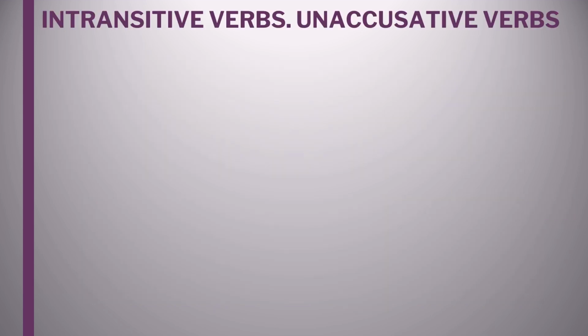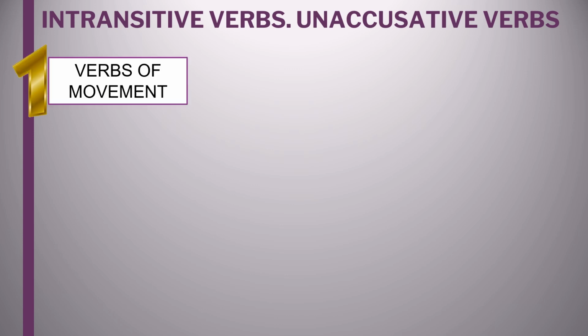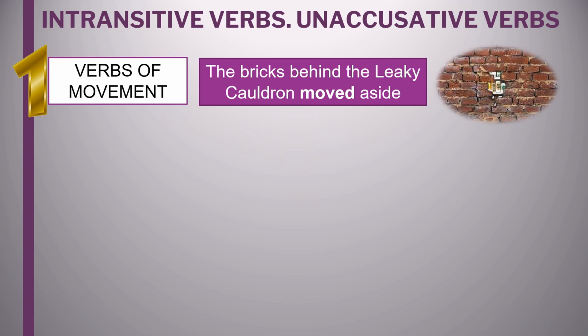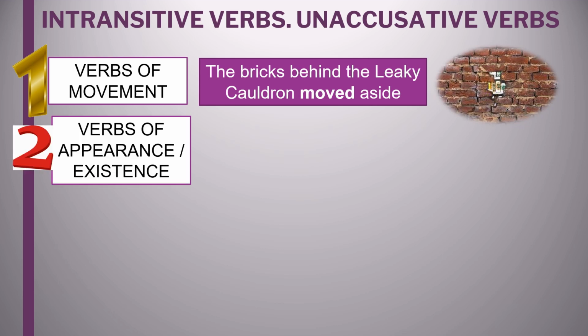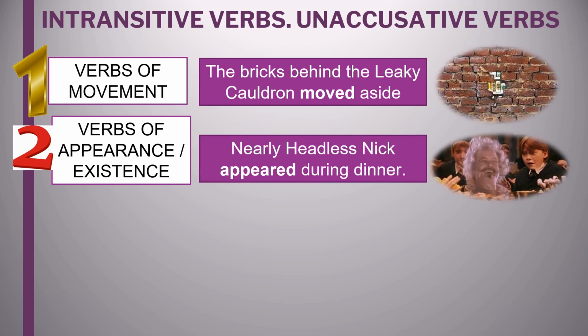As stated, unaccusative verbs are the subclass of intransitive verbs that selects an internal argument. Here, we will analyze the subclasses of unaccusative verbs that we can have. Firstly, unaccusative verbs can belong to the subclass of verbs of movement or inherently directed motion. For example, in "the bricks behind the Leaky Cauldron moved aside," the verb move is an unaccusative verb of motion. The second subclass is that of verbs of appearance and existence. For instance, "Nearly Headless Nick appeared during dinner."